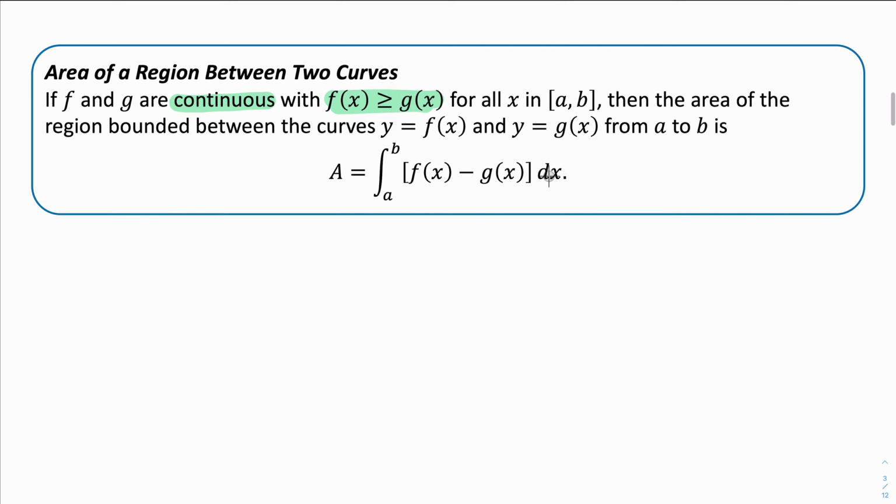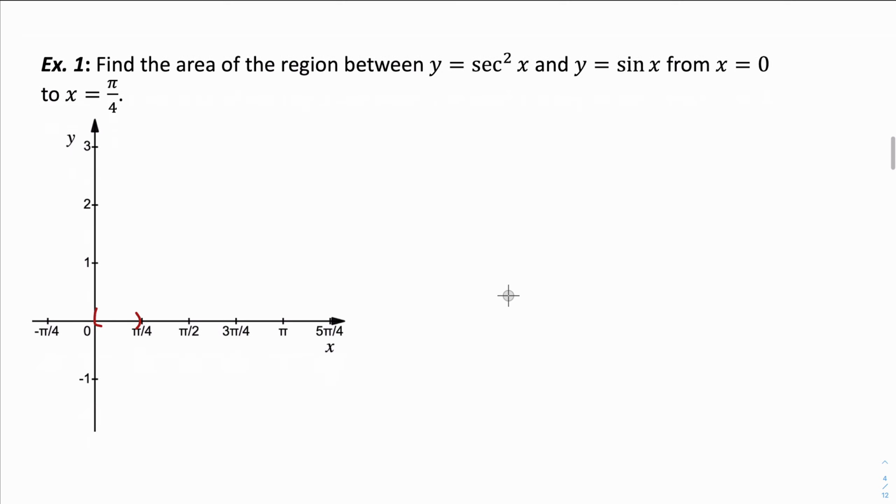So basically what this looks like is it's just the top function minus the bottom function. So you look at the curve that's on top, the curve that's on bottom, you subtract their y values, or the function itself, right? So it's the function minus the other function, and then you integrate from a to b on this. All right, so let's go ahead and take a look at some examples of this.